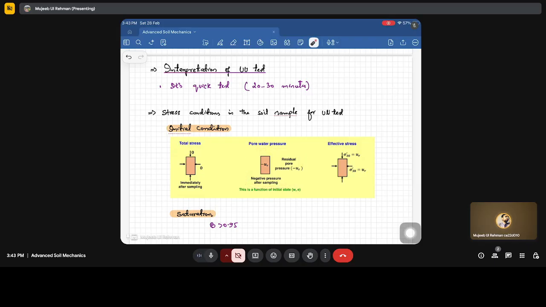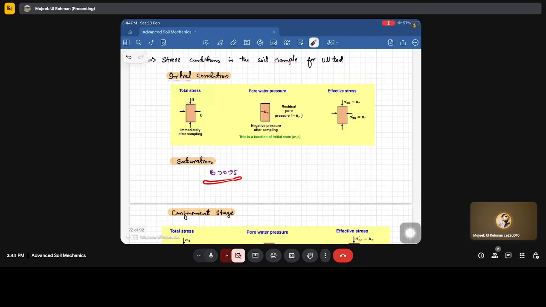When you are sampling the soil out, confinement is 0, but there will be a suction which will actually hold the soil sample intact. Then the initial conditions, in terms of effective parameters: sigma 3, the initial confinement, is equivalent to UR, which is the residual pore water pressure. During saturation, we will ensure the B value is greater than 0.95.